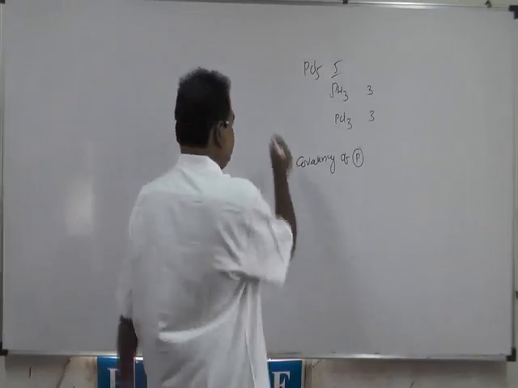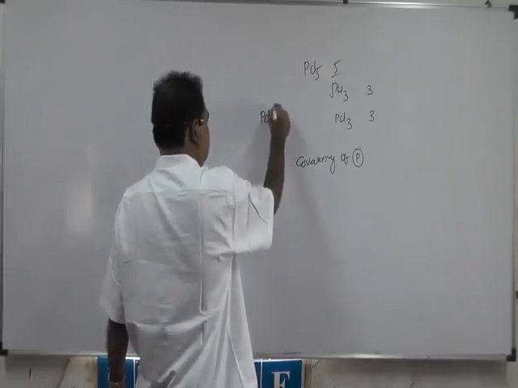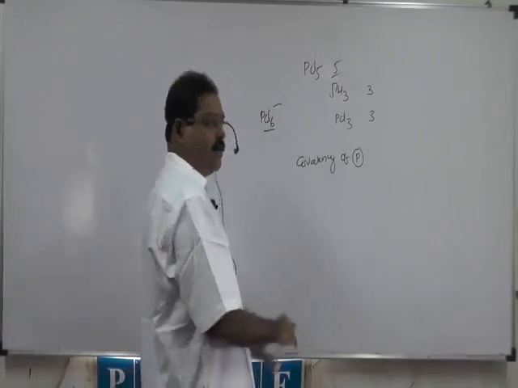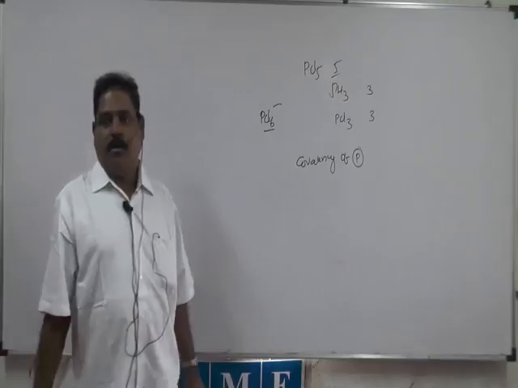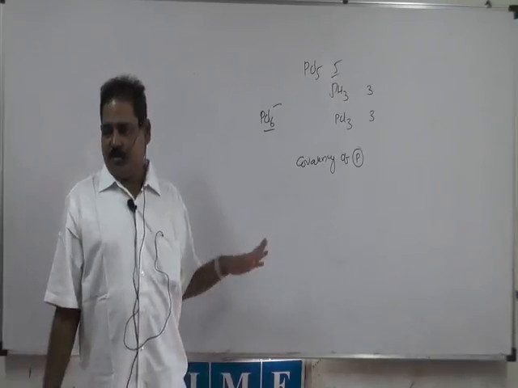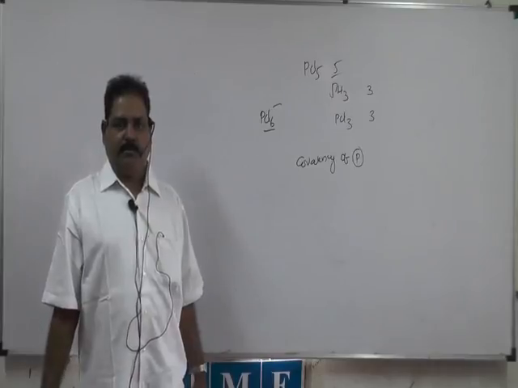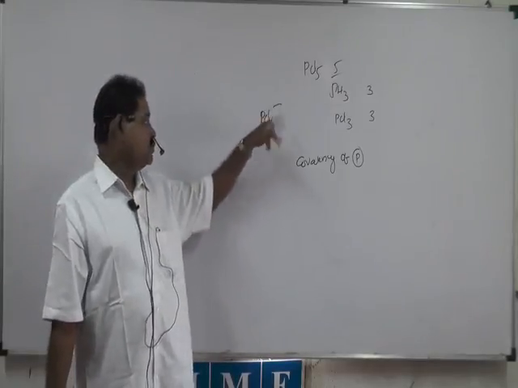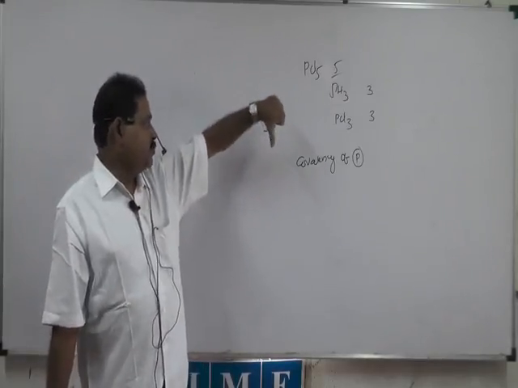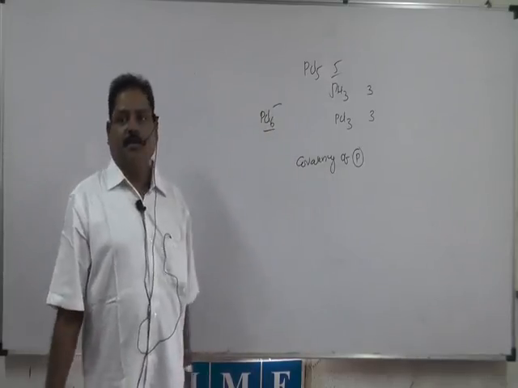What about PCl6 minus? How is it formed? Phosphorus has an empty d orbital. One phosphorus, six chlorides, one of them is a minus. That minus donates, and this phosphorus thankfully accepts.